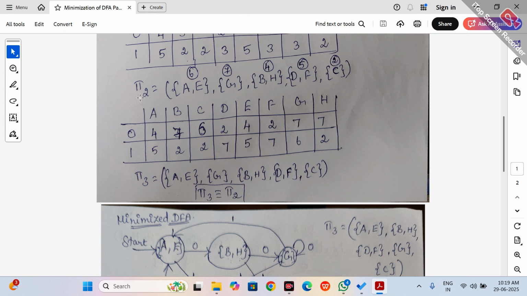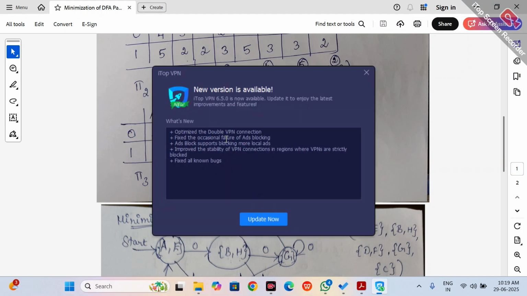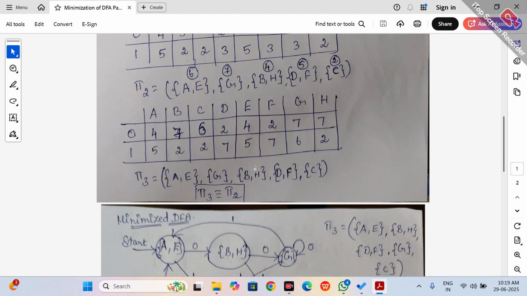Now we can compare pi 2 and pi 3, that is equivalence 2 and equivalence 3. Both are the same. Here also it is AE, G, G, BH, BH, DF, DF, CC. There is no partitioning on equivalence 2. So here pi 3 is equivalent to pi 2. Hereafter there is no partitioning. This is the final step for partitioning.